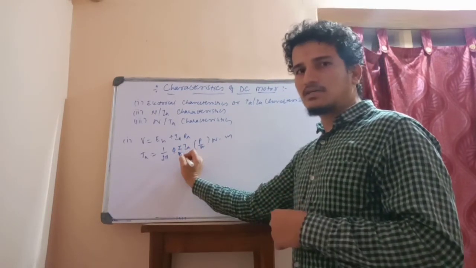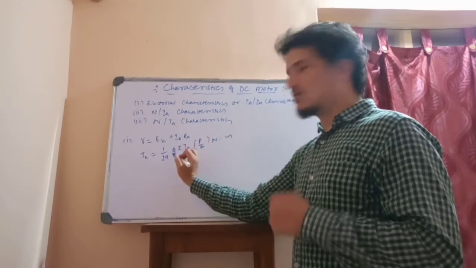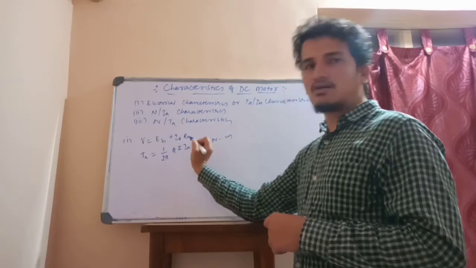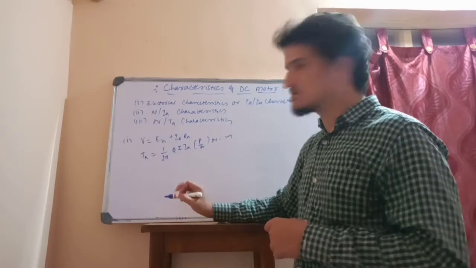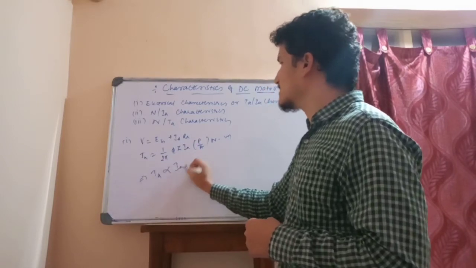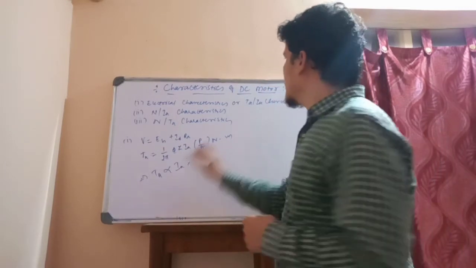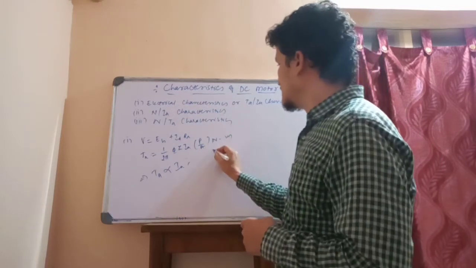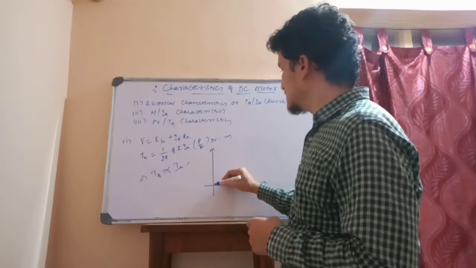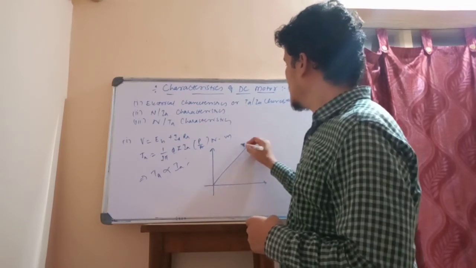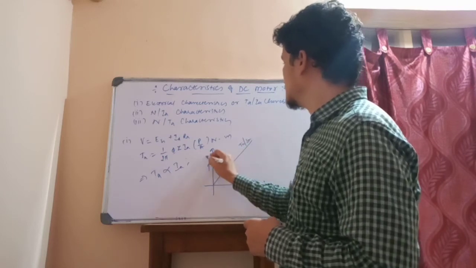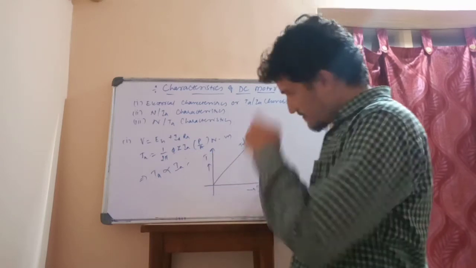So phi is constant. For a constant field current, flux is constant, number of armature conductors is constant, number of poles is constant, number of parallel paths is also constant. So Ta is directly proportional to the armature current. So the electrical characteristics of a DC shunt motor will be like this. See, this is the Ta versus Ia characteristics. This is T and this is Ia.